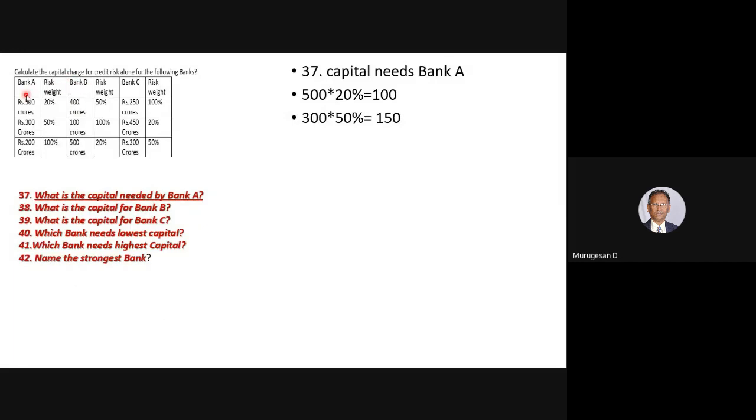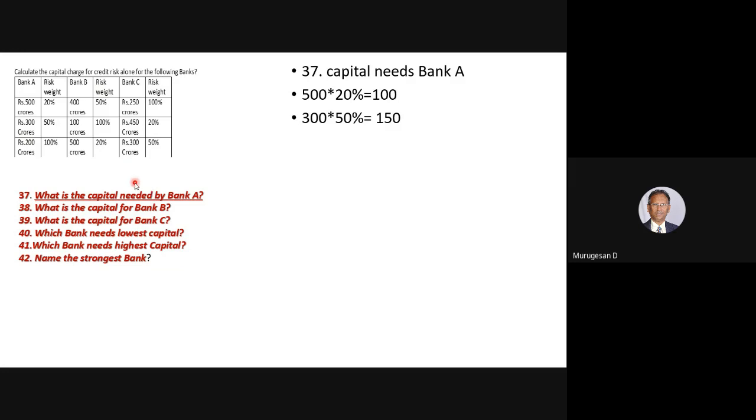Bank A, Bank B, this also 1 year, but now it is very simple. Bank A has got 1,000 crores, 500, 300. This bank also 1,000 crores. This bank also 1,000 crores. All banks have got 1,000 crores, but different assets. Now the question is, which is the strong bank, which is the weak bank, what capital? Simple.